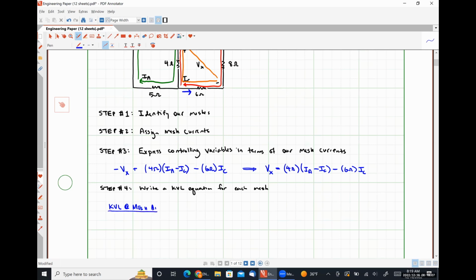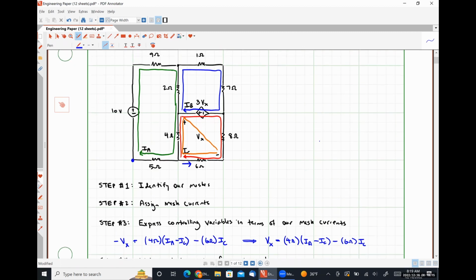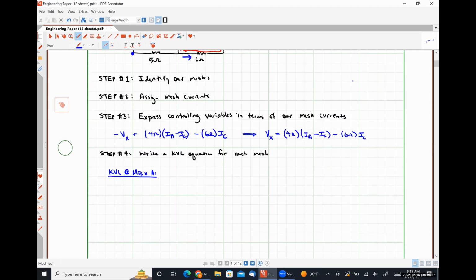mesh A. Okay. And I'm going to start in the bottom left-hand corner because that's where I like to start writing my Kirchhoff's voltage law equations. So what's the first thing that I see? The voltage source. Okay, so the 10-volt source. Do I see the positive polarity terminal first or the negative polarity terminal first? The negative. So I write negative 10, just like we did when we were doing Kirchhoff's voltage law equations on our second day of class or whatever it was.